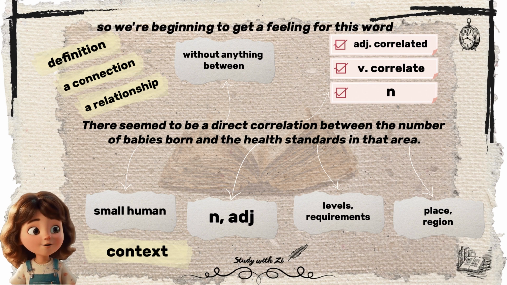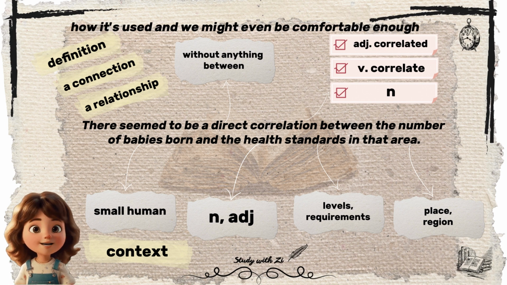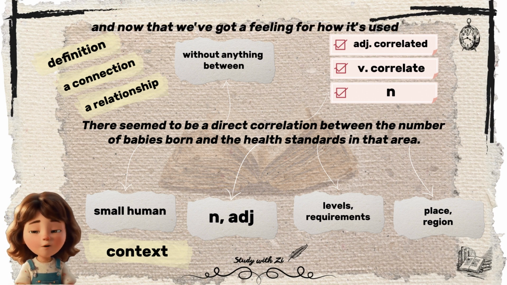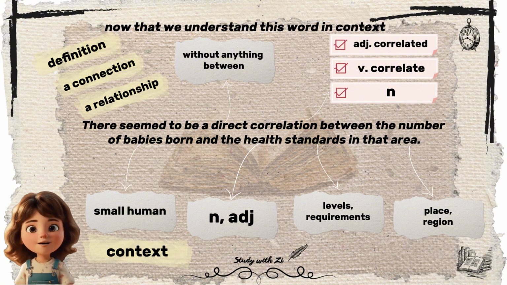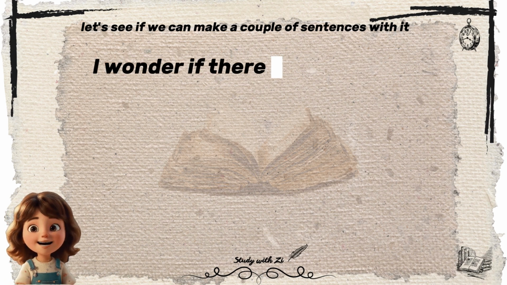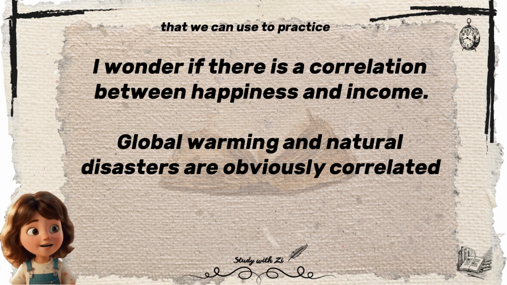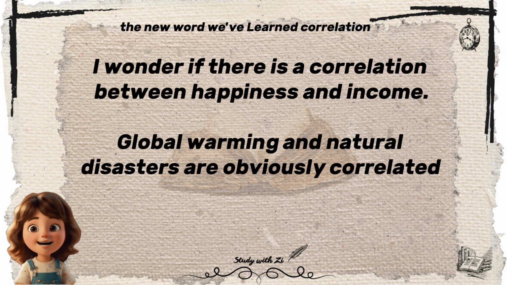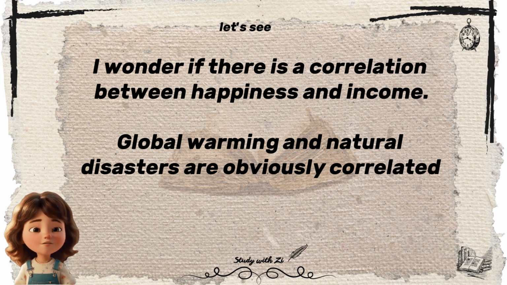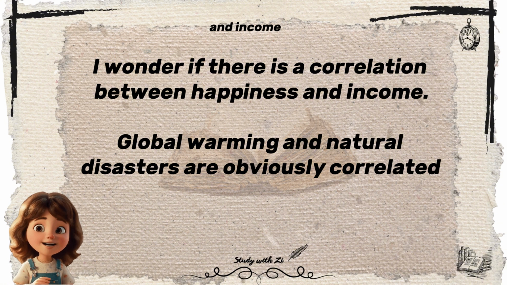So we're beginning to get a feeling for this word, how it's used, and we might even be comfortable enough to try to use it in a couple of situations. Okay, now that we've got a feeling for how it's used, now that we understand this word in context, let's try that. Let's see if we can make a couple of sentences with it now. All right, so here we've come up with a couple of sentences that we can use to practice the new word we've learned. Correlation, correlated, correlate. Okay? Let's see. I wonder if there is a correlation between happiness and income.